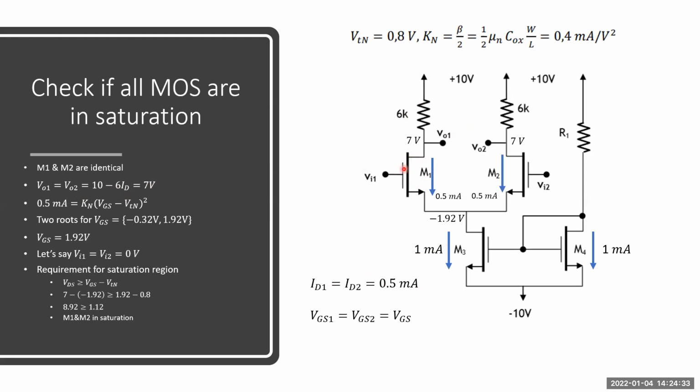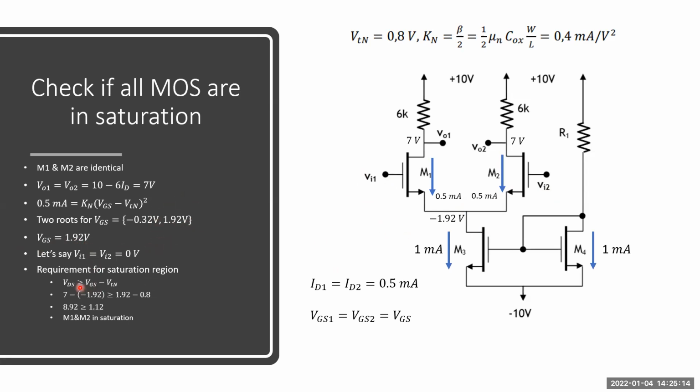Then what is the VGS value for the input differential pair transistors? The only unknown variable here is VGS, right? Then VGS is calculated, with two roots: minus 0.32 volt or 1.92 volt. We are going to choose 1.92 volt because they operate in saturation region. This is our VGS value. For the DC level, let's say that the input voltage DC level is 0. We just choose it arbitrarily.